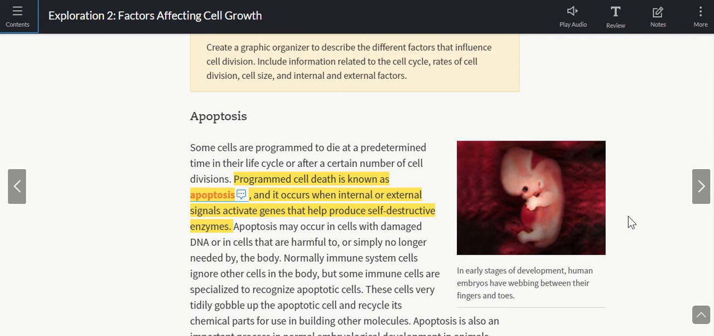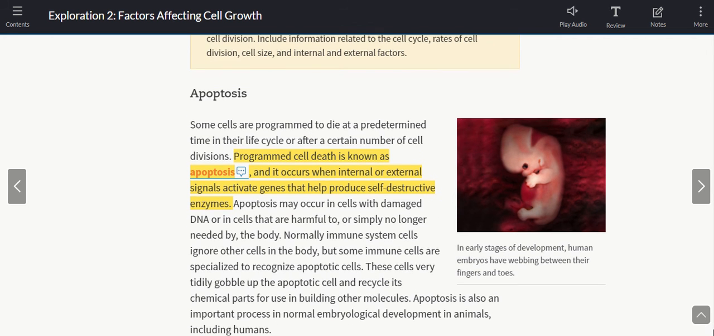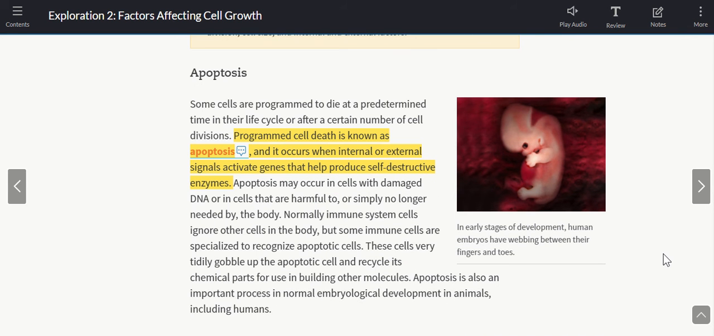Another important regulatory piece. When a cell divides, yes, we talked about the checkpoints. We talked about in our previous exploration how during the cell cycle, there are various checkpoints that are able to just make sure that the whole process is working the way that it's supposed to. And one of the tools that is utilized by those checkpoints is something called apoptosis.